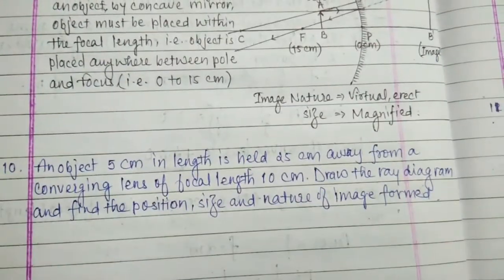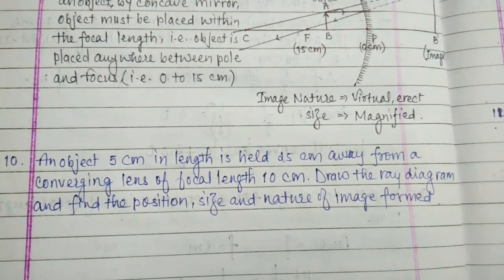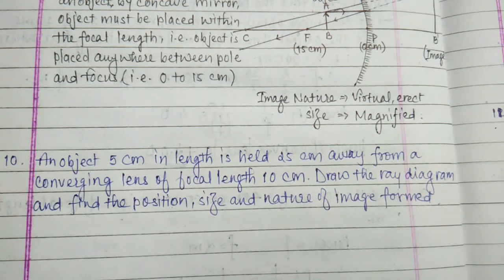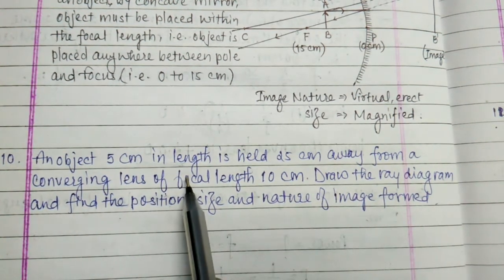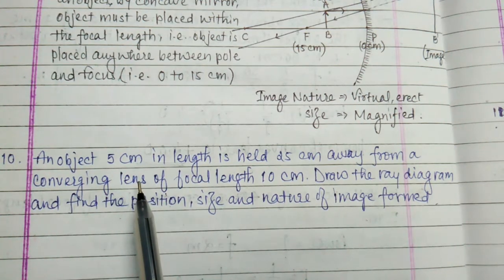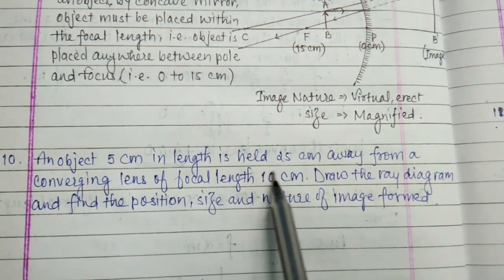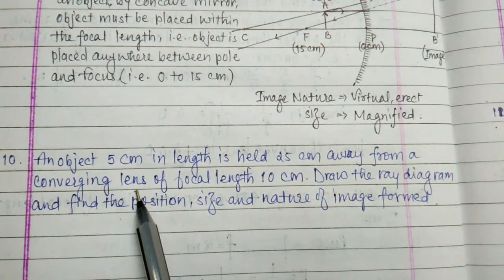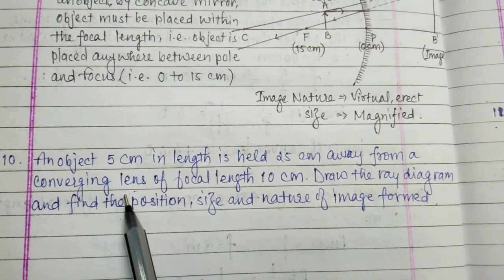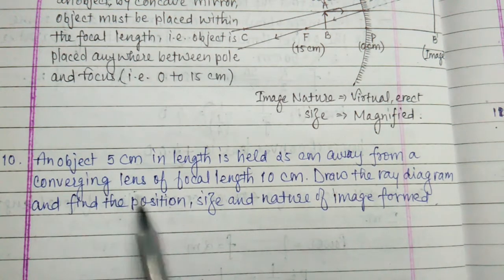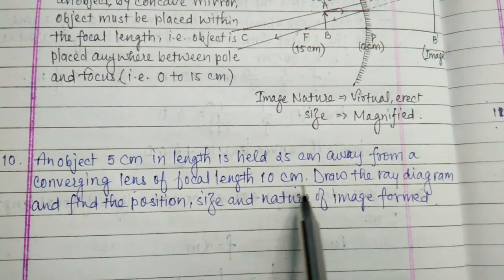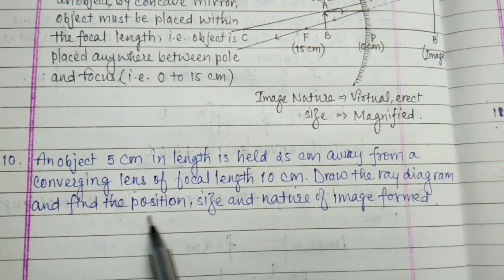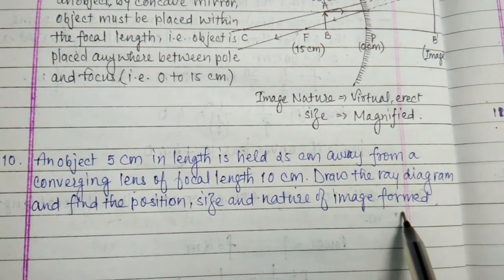Now the second example, second question number 10 of our exercise. An object 5 centimeter in length, it means the object height is 5 centimeter, is held 25 centimeter away from a converging lens. Converging lens means convex lens of focal length 10 centimeter. Draw the ray diagram and find the position, size and nature of the image formed.